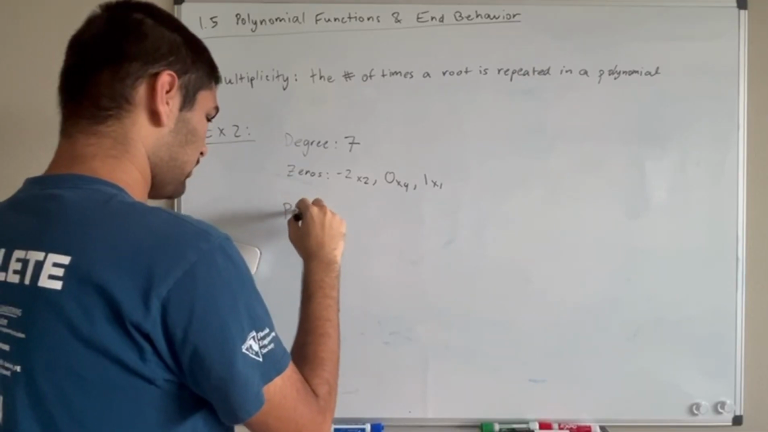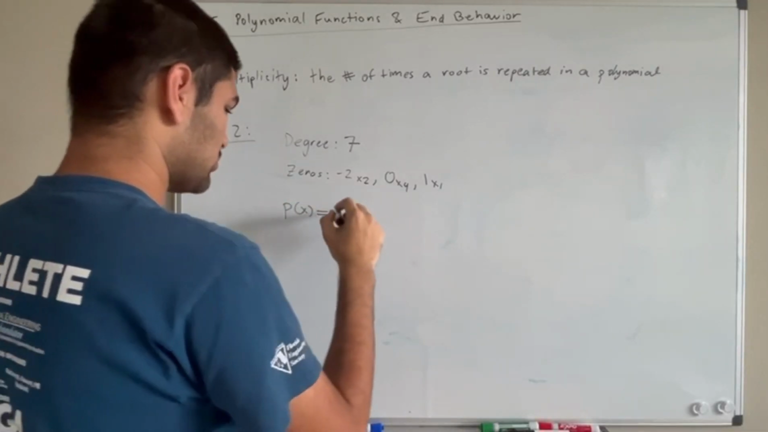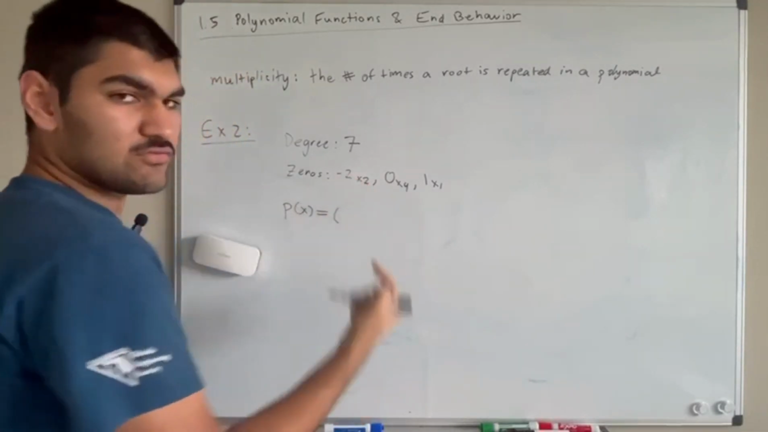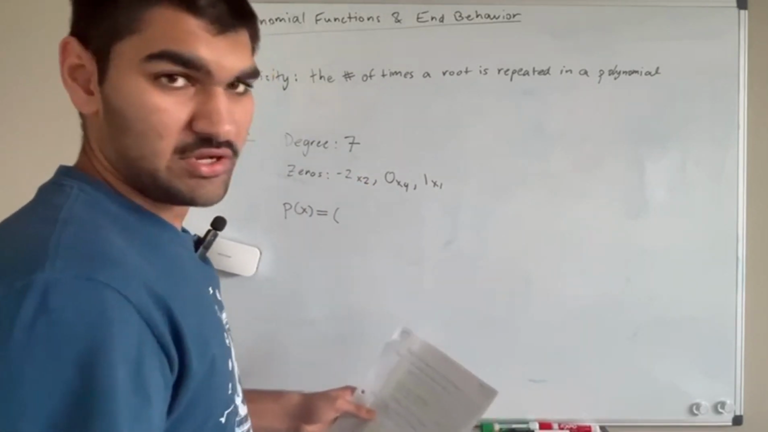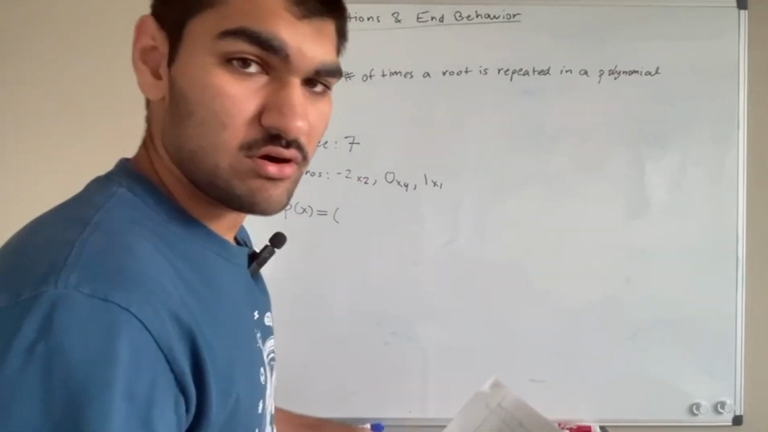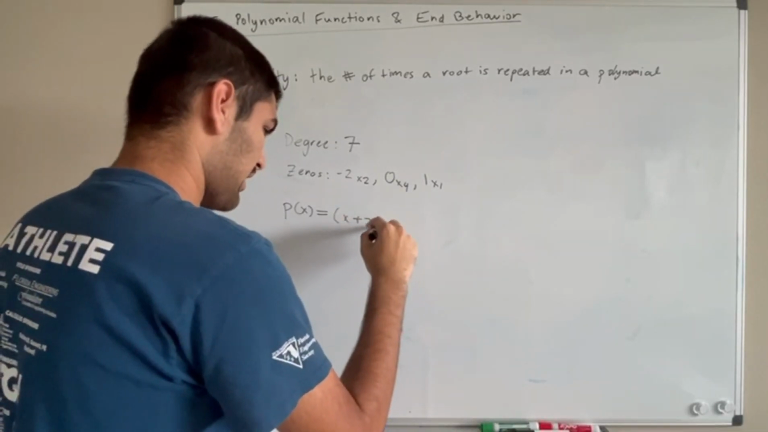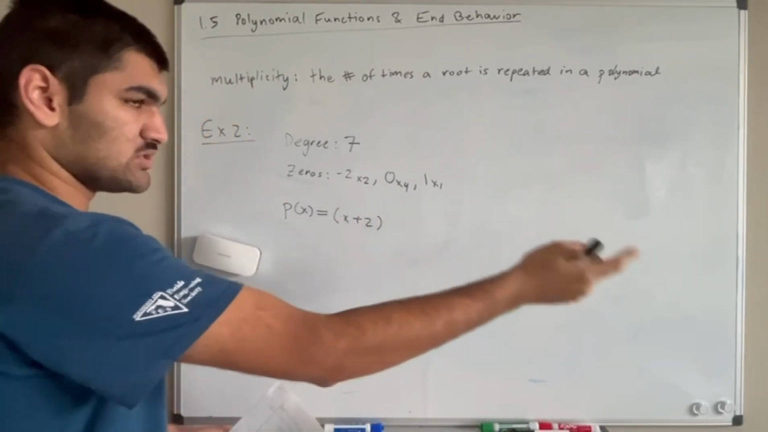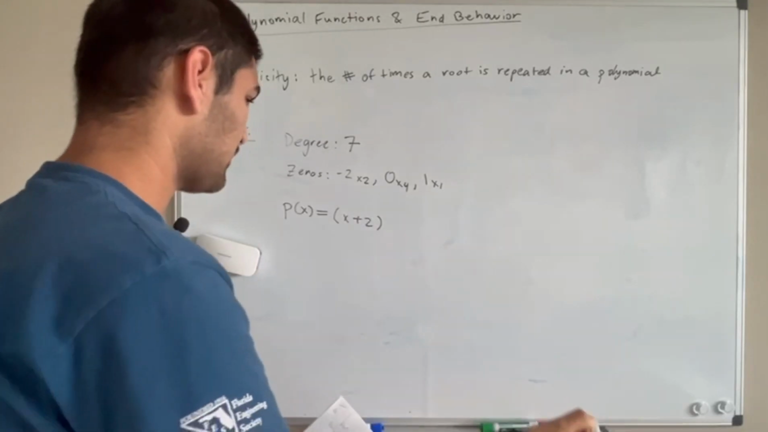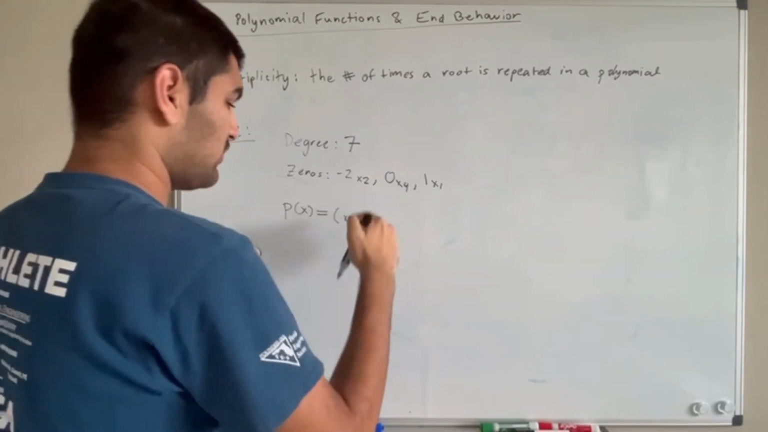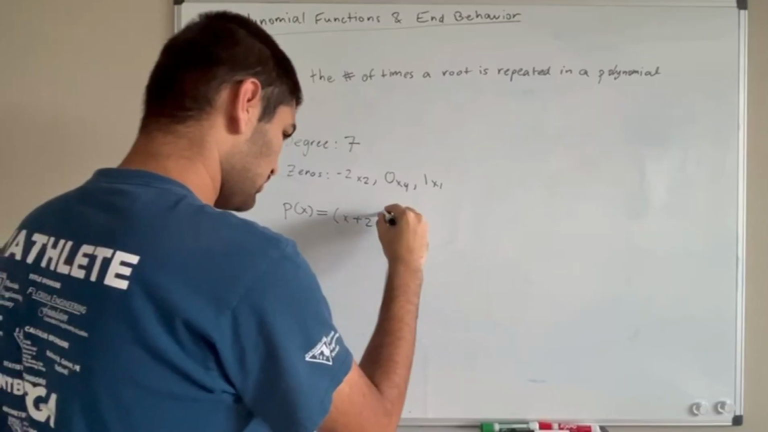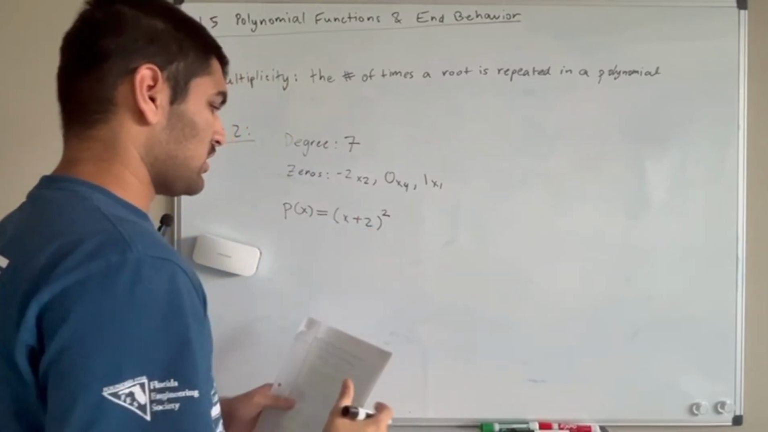So our polynomial p of x is equal to, so to get negative 2, what factor do you need such that when you set it equal to 0, you'll get negative 2? Well, x plus 2, right? Because x plus 2 is equal to 0, you get x is equal to negative 2. And we have a multiplicity of 2, which means the power is 2, since we have two of these factors.